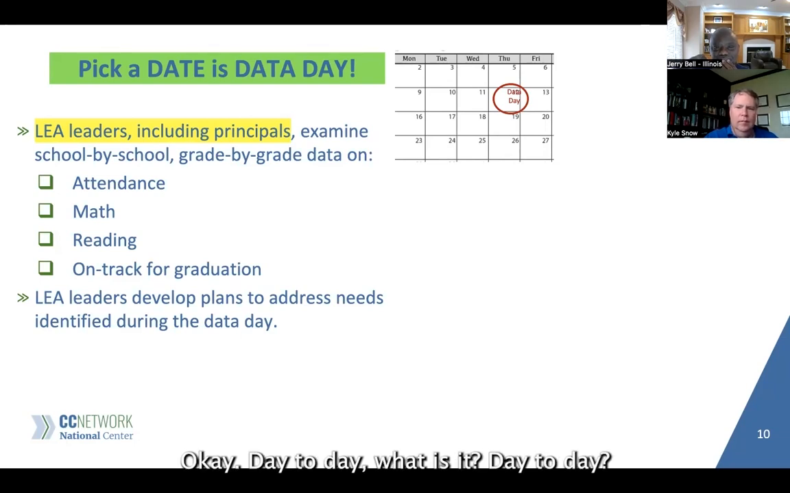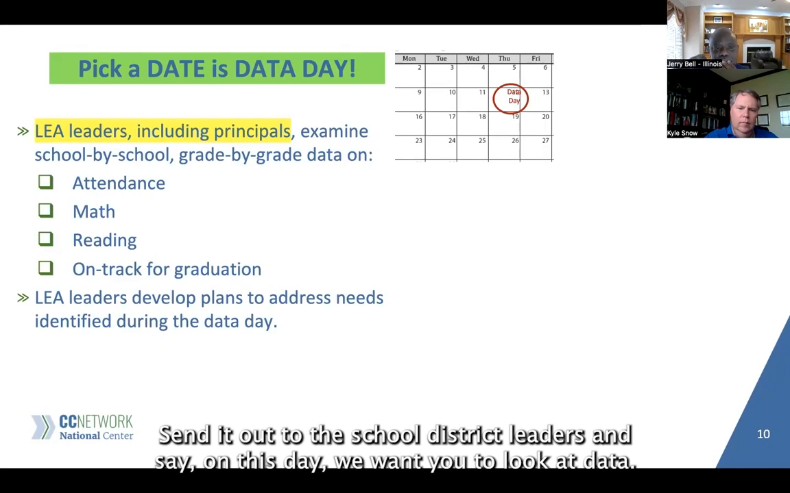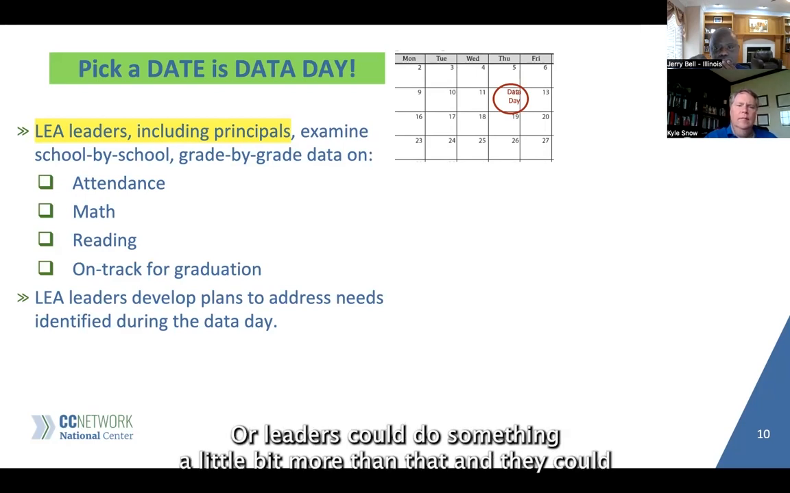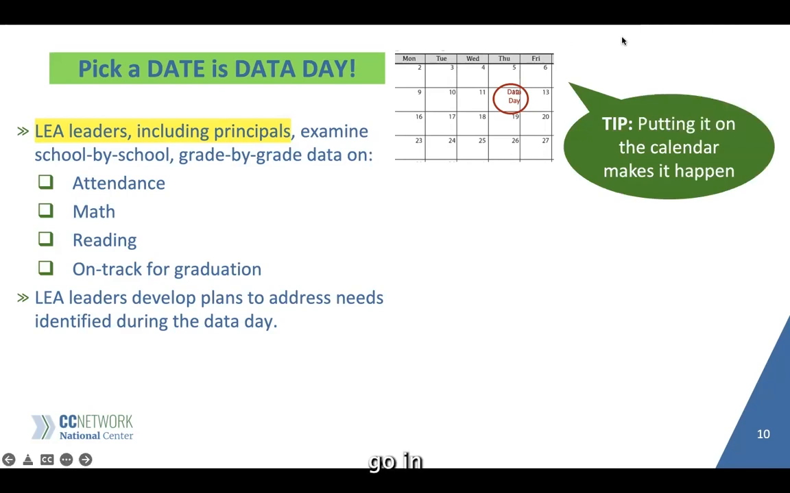Okay, data day. What is a data day? We think this should catch on. Just pick a day. Don't just find a day on the calendar out of the school year. Send it out to your school district leaders and say, on this day, we want you to look at data. Here's your data resources. Just go for it. It could be as subtle as that. Or leaders could do something a little bit more than that, and put it on the calendar, make sure you do that.